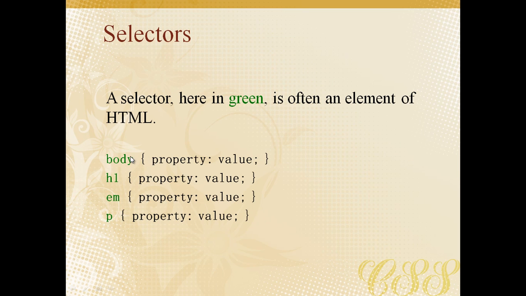Now we just show how different selectors can be used. A selector is usually an element of HTML. So here you can say body { property : value }. h1 is again another element. It can also be defined like this.